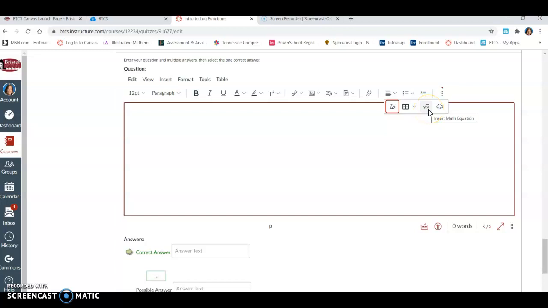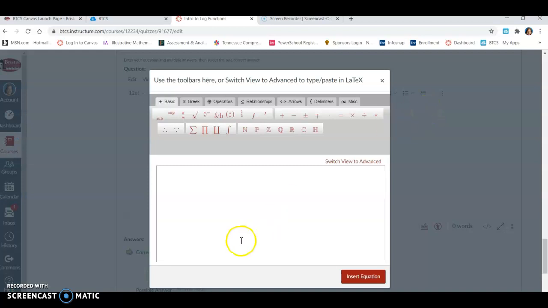Okay, so insert math equation, click on the square root of x. Again, I had to click on the three dots first, and there's the square root of x. When I do that, my equation editor comes up. So this allows you to do all kinds of things in math. I'm going to go over a few quick things for Math 1, Math 2, and Math 3.